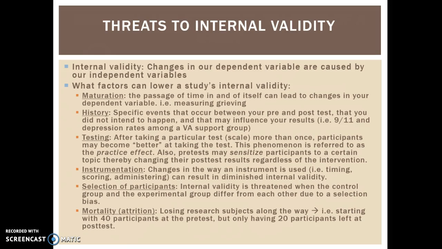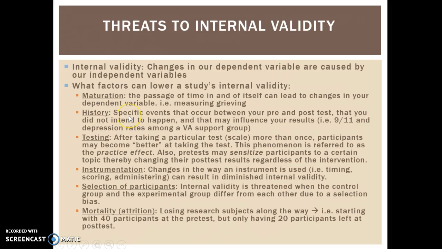So whether or not somebody is participating in a grief group, they are going to pass through those stages of grief. So the simple passage of time can lead your dependent variable of grieving to change whether or not there is an intervention in place. So again, maturation is one of those things that you can control for if you have a control group in place. So if you have a treatment group and a control group, then you can statistically account for the threat of maturation. Another threat to internal validity is history.